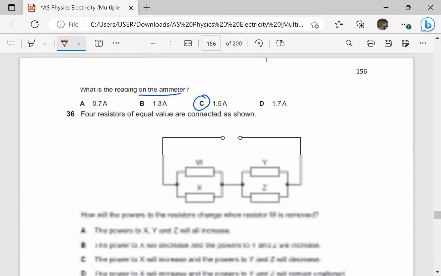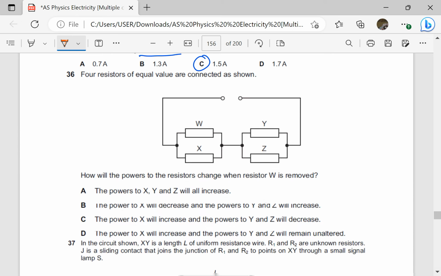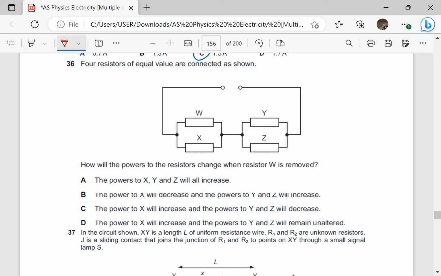4 resistors of equal value are connected as shown. So note that they are of equal value. If they're of equal value, then it means their resistances are identical. Let's say each of them is R. So the resistance here is going to be 0.5 R, even here it will be 0.5 R.